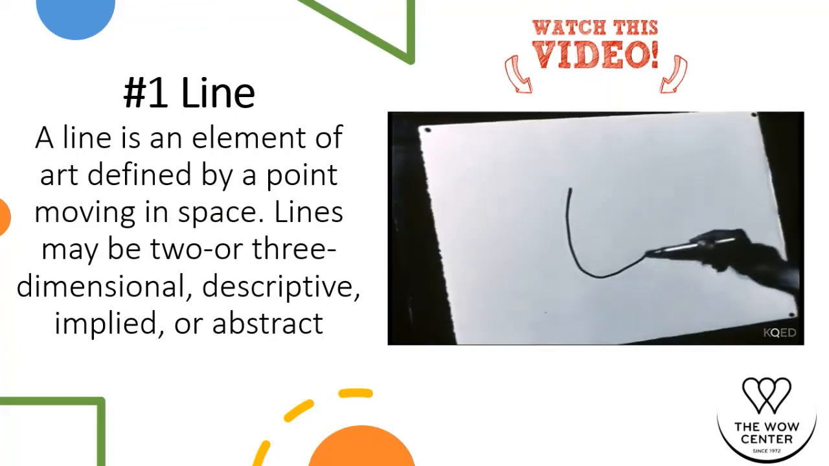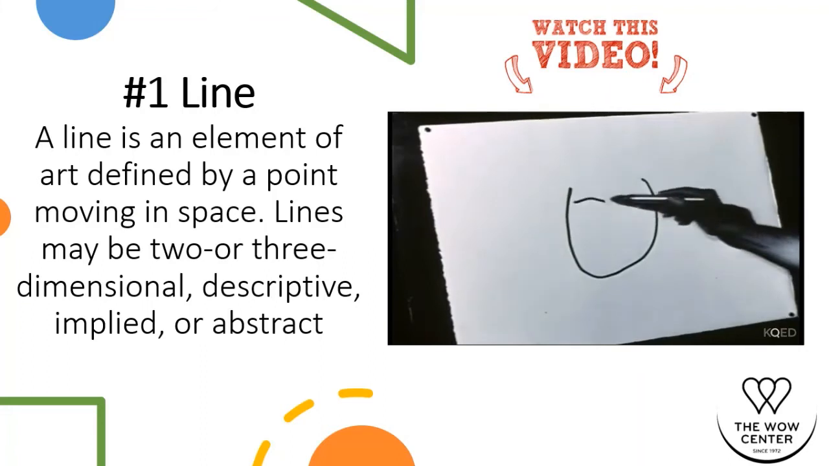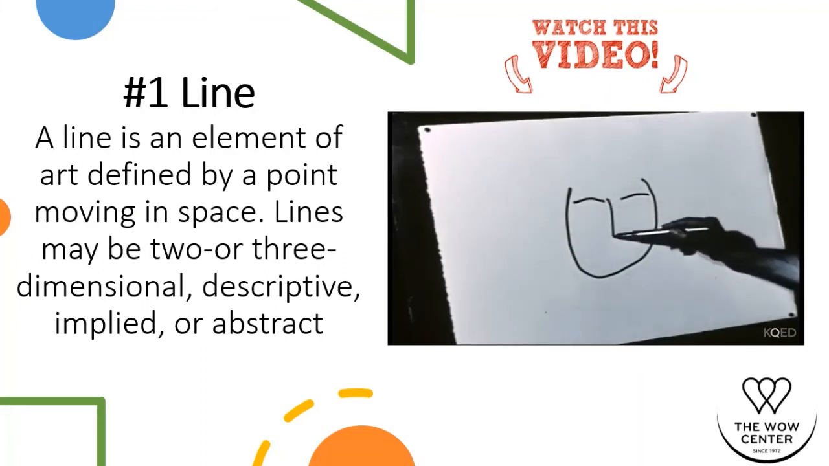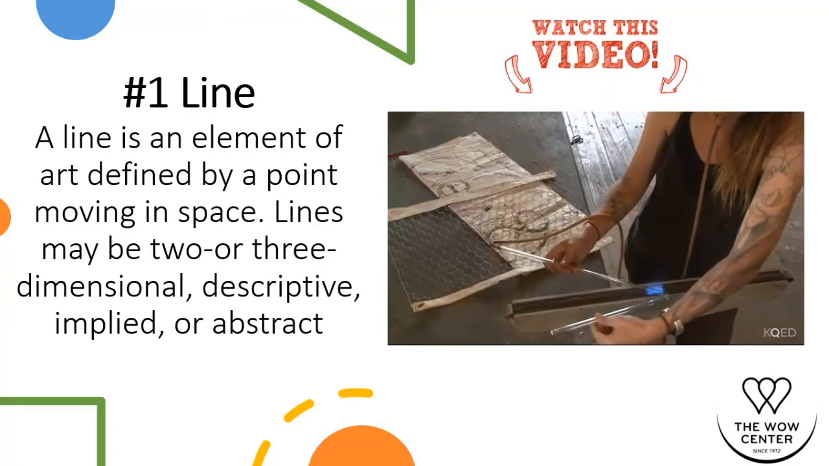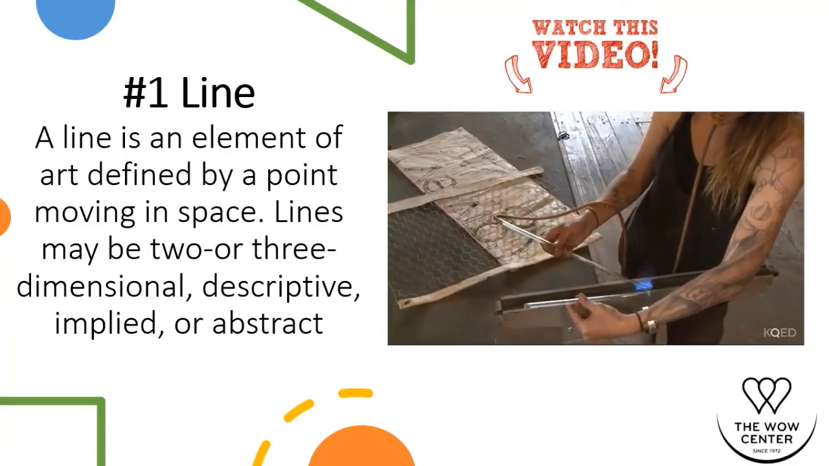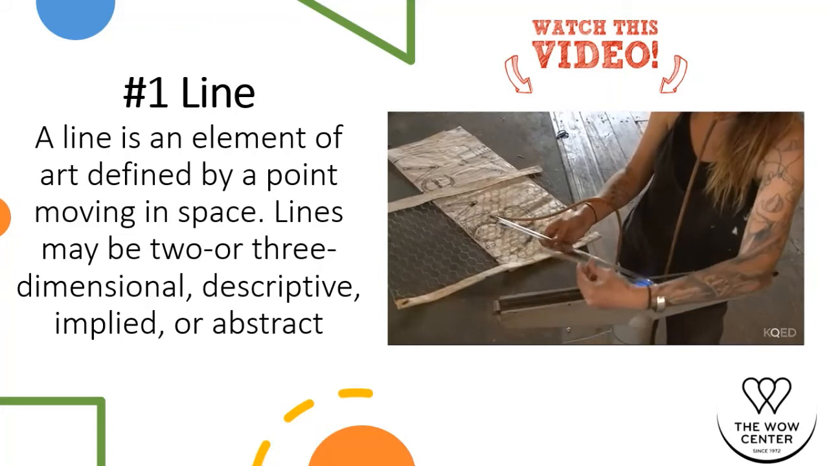Line is the path created when an object moves from one point to another. In the visual arts, lines are made when you draw or paint marks on a paper or canvas, or when materials such as wood, glass, and metal are bent or shaped.